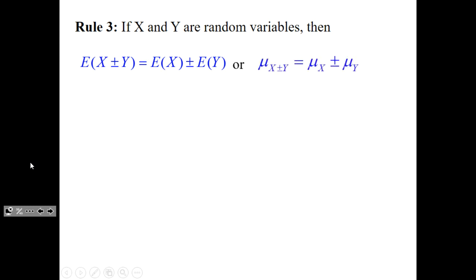I could also write it as mu of x plus or minus y. Well, that's equal to mu of x plus or minus mu of y. That's just another way of writing it. You have to be able to see it both ways.